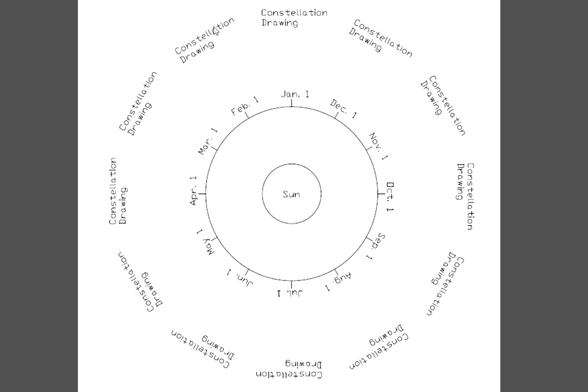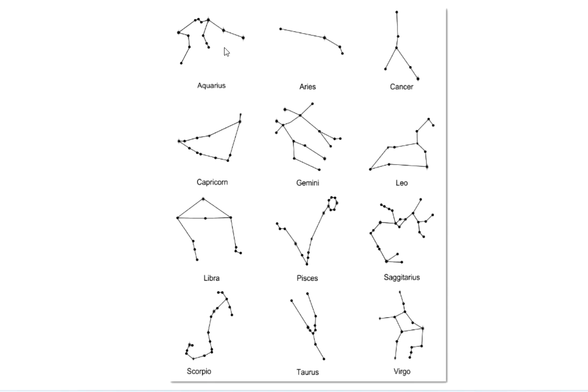And out here, you're going to replace these labels with actual drawings of the 12 constellations of the Zodiac. I can show you those right here. Here they are: Aquarius, Aries, Cancer, Capricorn, Gemini, Leo, Libra, Pisces, Sagittarius, Scorpio, Taurus, and Virgo. You may be familiar with these from getting your horoscope or things like that. And these are the 12 constellations of the Zodiac.